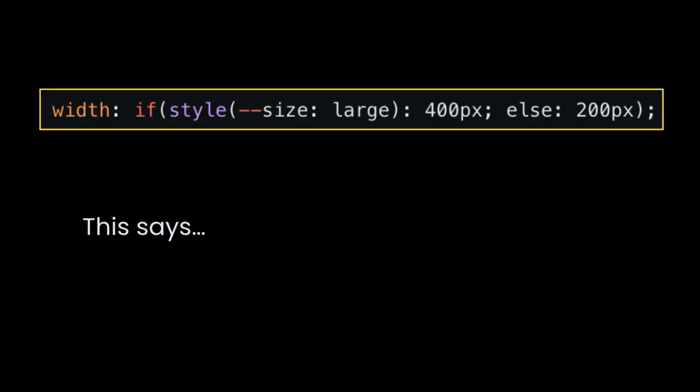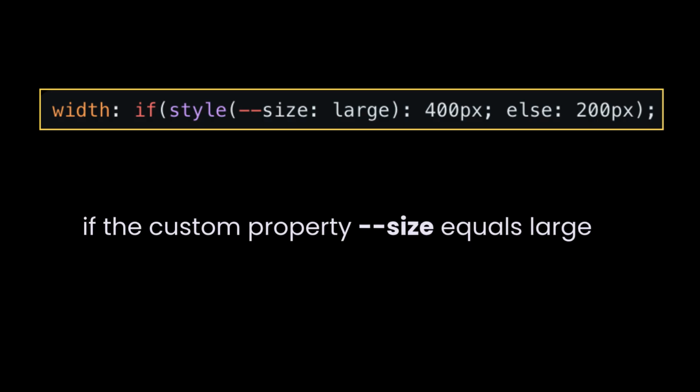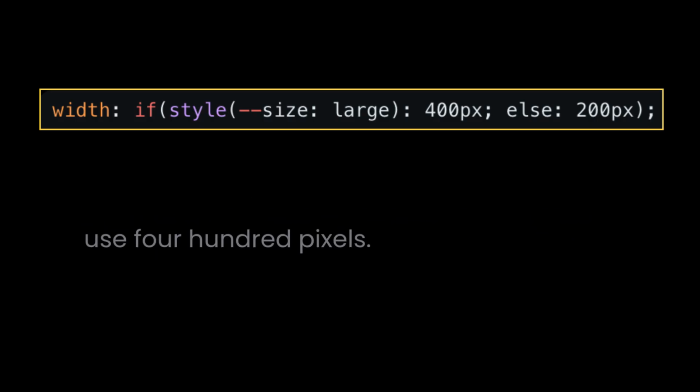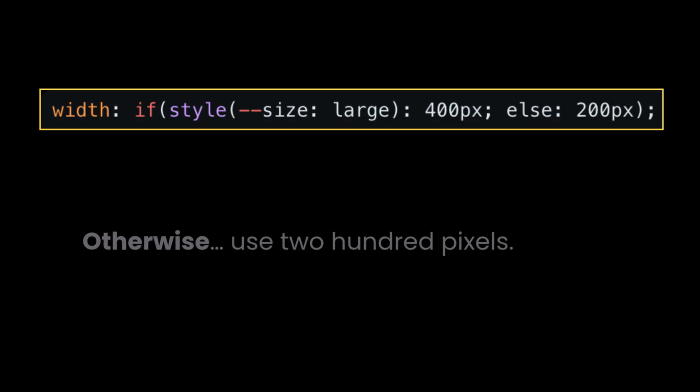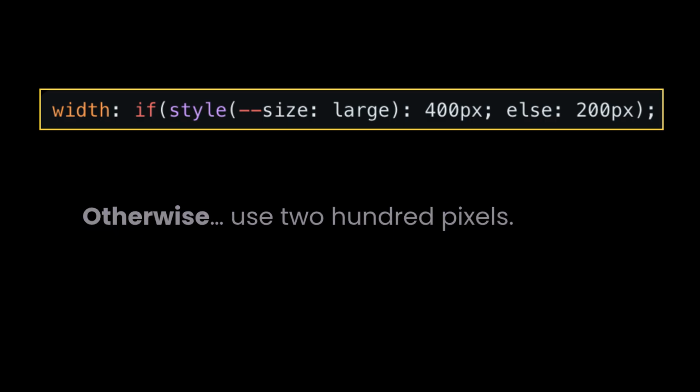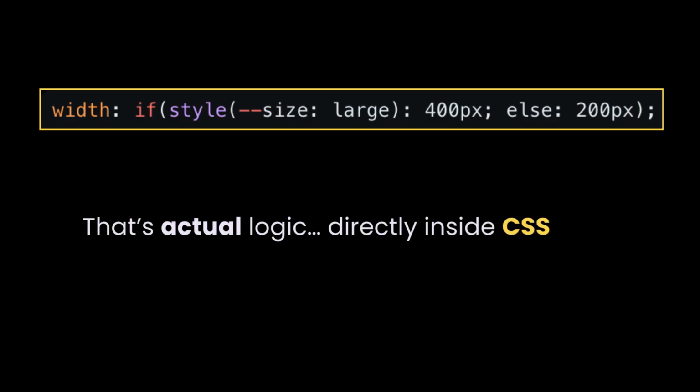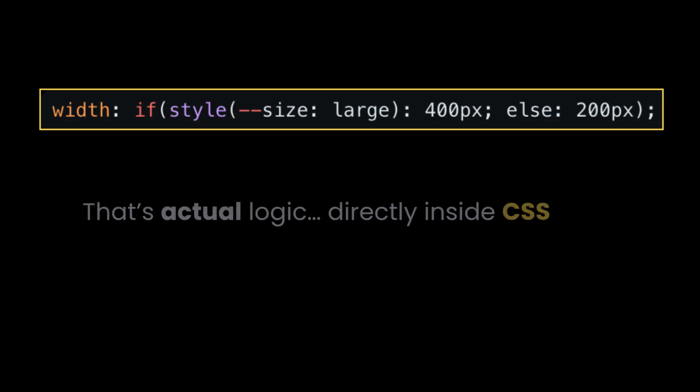Here's a simple example. This says, if the custom property size equals large, use 400 pixels. Otherwise, use 200 pixels. That's actual logic, directly inside CSS.